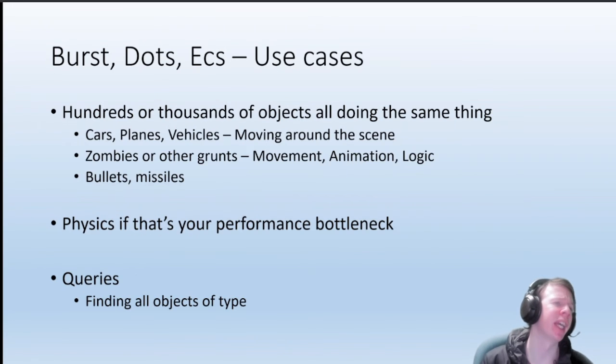So what can ECS be used for? It can be used when you have lots of vehicles, lots of zombies, or any other enemies. Bullets. If you have a gun that fires thousands of bullets, missiles, just anything you have lots of. It also can be used for physics. Unity has its own separate physics built on ECS that runs much faster. And like I said before, I've used it for querying objects of certain types.